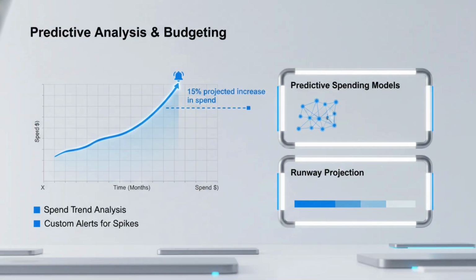As an entrepreneur, you hate surprises, especially financial ones. Kubecost includes predictive models that forecast your end-of-month spend based on current trends. If you deploy a new feature that causes a spike in resource usage, the tool will alert you before it becomes a multi-thousand-dollar disaster. You can set custom alerts for spikes that trigger notifications in Slack or Discord. This spend trend analysis allows you to project your runway accurately. If you know your spend is projected to increase by 15% next month, you can decide now whether that's an acceptable cost of growth or if you need to optimize before the bill arrives.